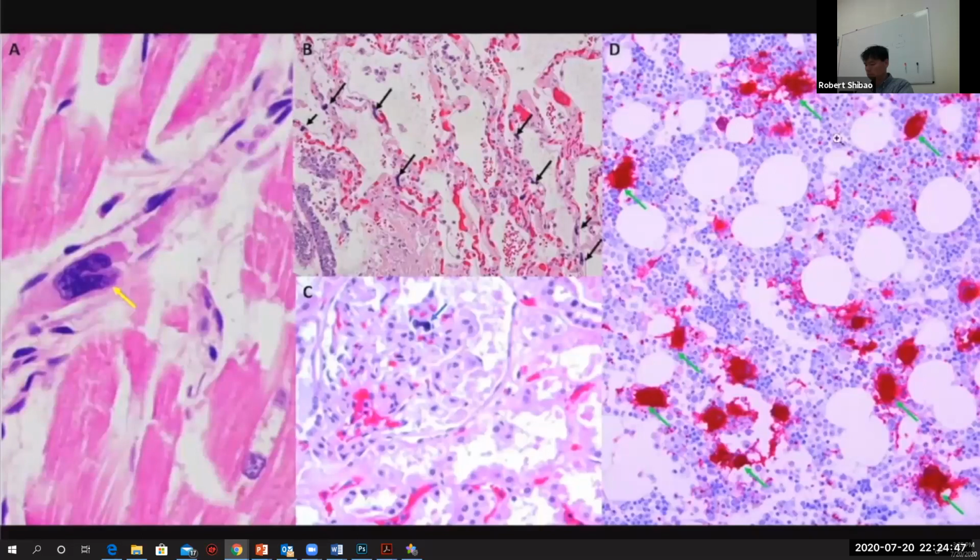Those are those round empty spaces because they get dissolved when this thing gets processed. But what we're staining for here is something called CD61, which we see on megakaryocytes. And you can see that it is very rich in these megakaryocytes.